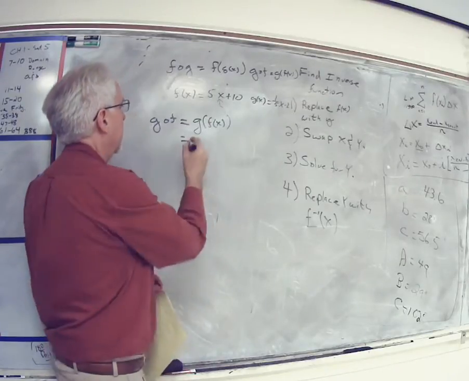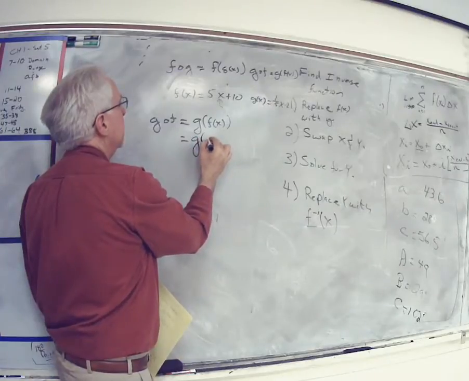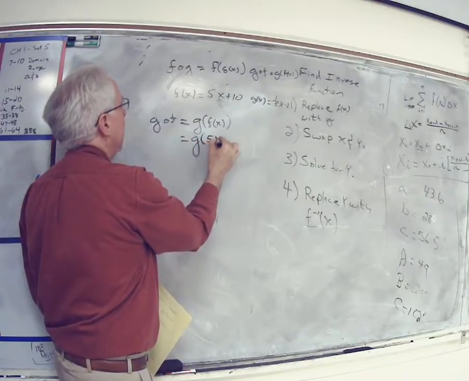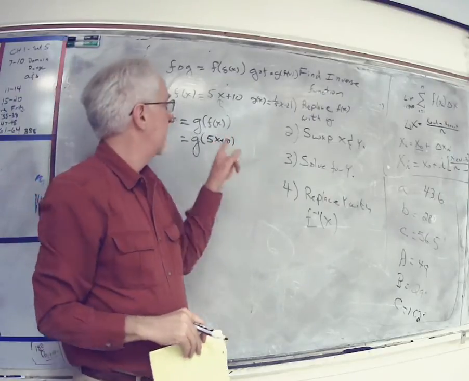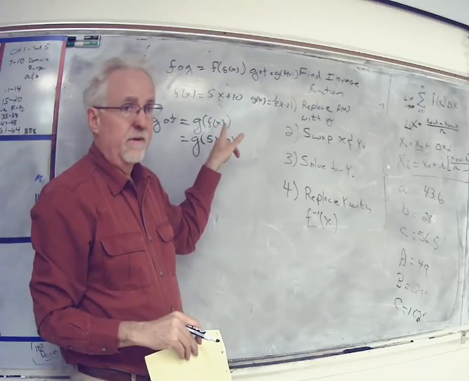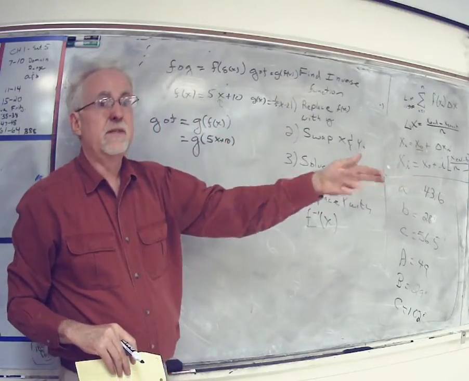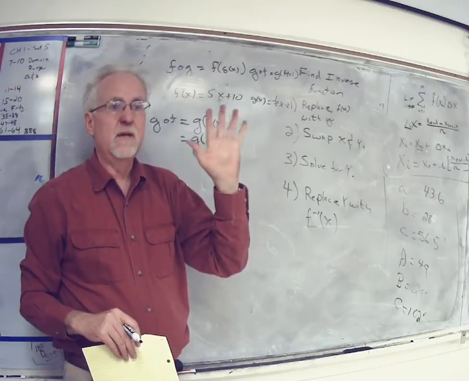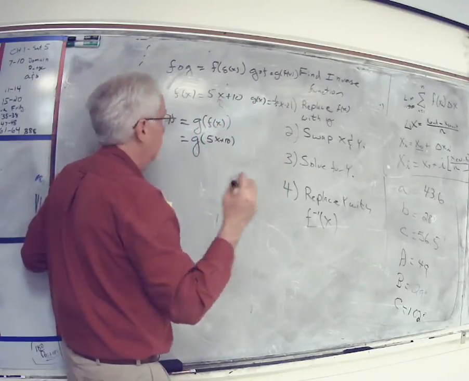That's equal to what, Josie? g of 5x plus 10. You have to understand that this looks like g times f of x, but it's not. It's g of f of x. That's why I want you to say it right, so you never think you would be multiplying. Thank you, Josie. Very good.